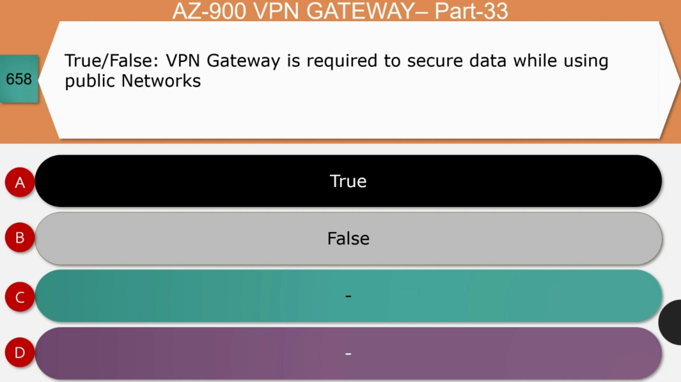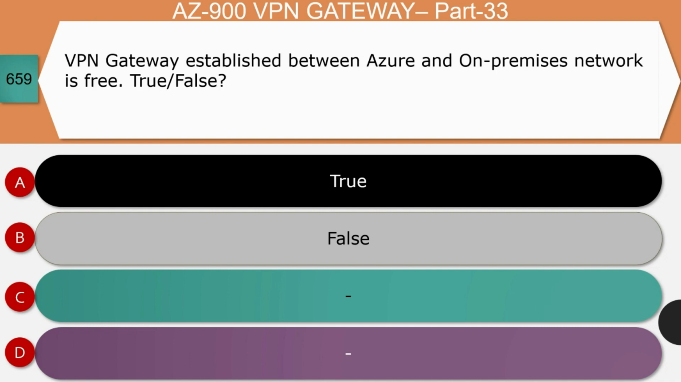Next question, true or false? VPN gateway is required to secure data while using a public network. Is it true or false? The right answer for this question is true. There are two things that you need to note under VPN gateway. Data needs to be secured while using public internet connectivity between two different points. Second one, preventing unethical attacks when you share the data between two locations, for which VPN gateway is useful, and so the right answer for this question is option A.